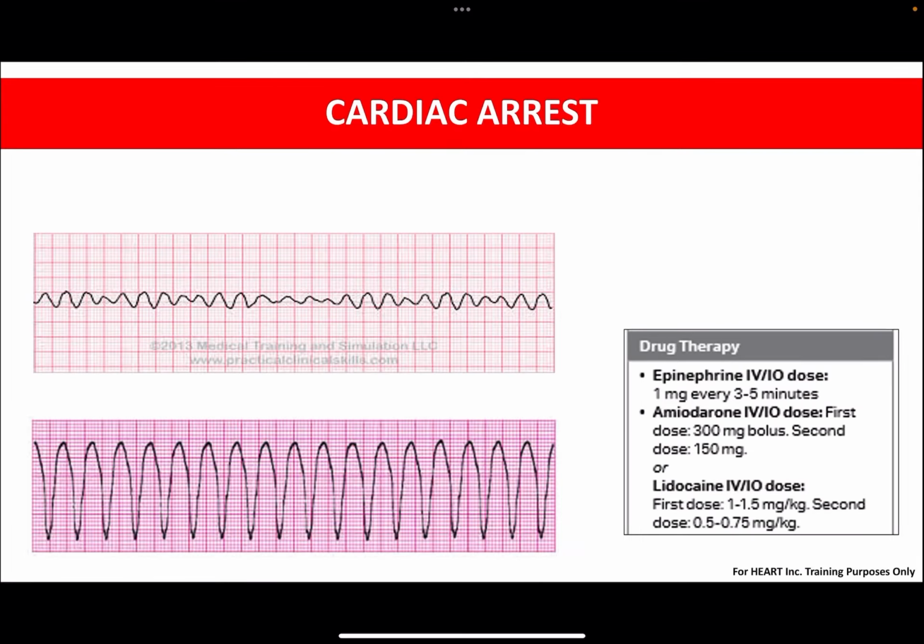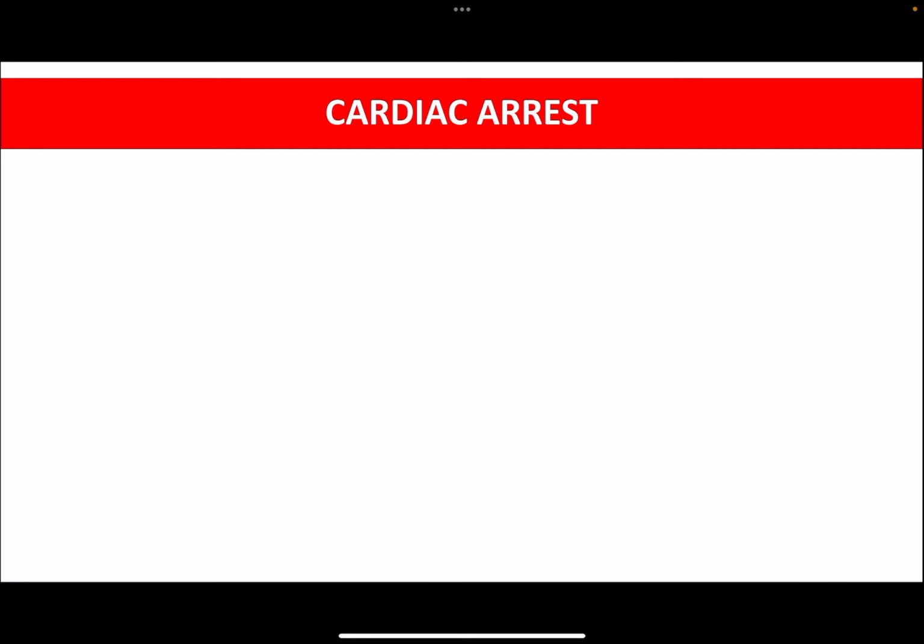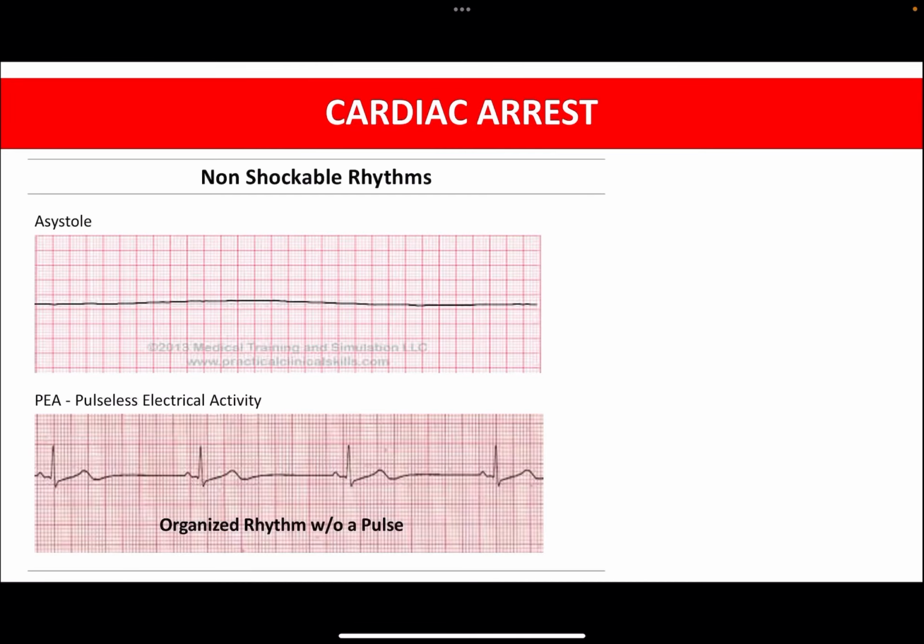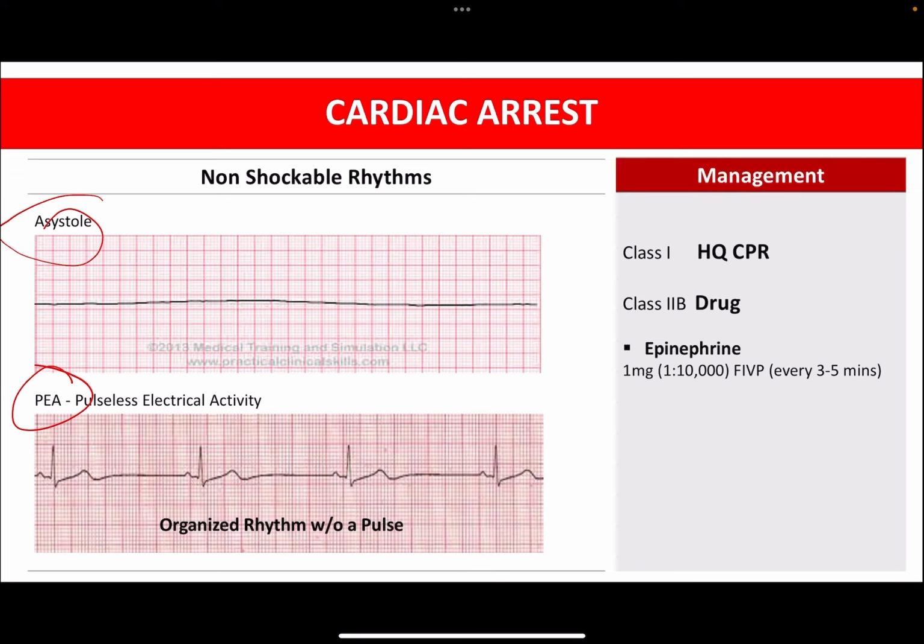For cardiac arrest, we have two: the ventricular fibrillation and the monomorphic or pulseless ventricular tachycardia. So our medication would be epinephrine 1 milligram every 3 to 5 minutes, and then after that, give 300 milligrams of amiodarone, and the second dose, if needed, would be 150, or now you can consider lidocaine. If there is a non-shockable rhythm such as asystole or PEA, the only medication that you would give is epinephrine. CPR, then epi.